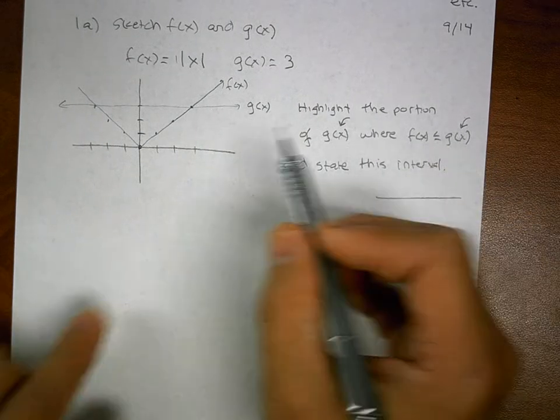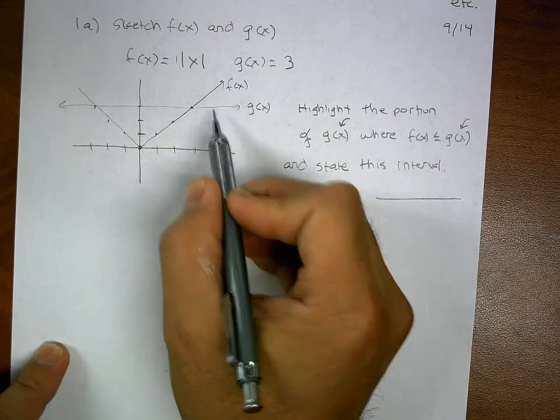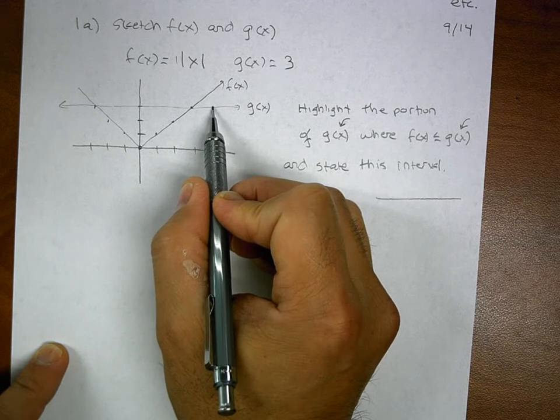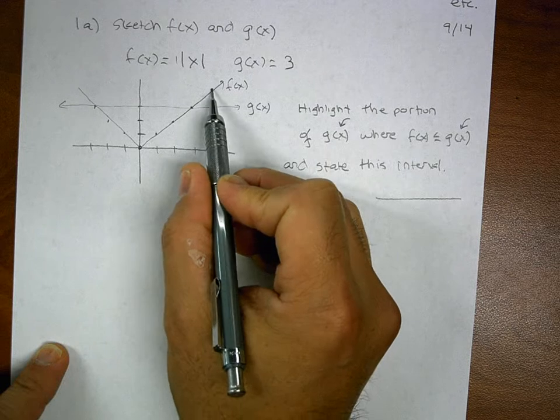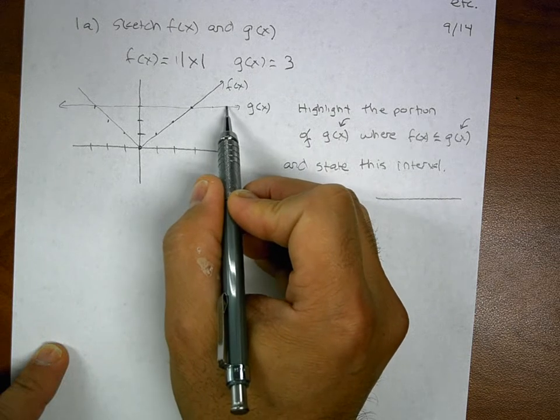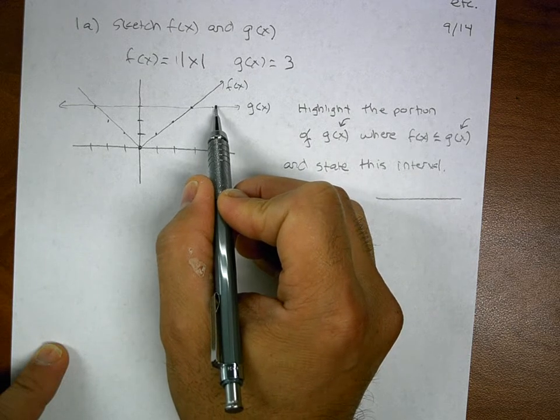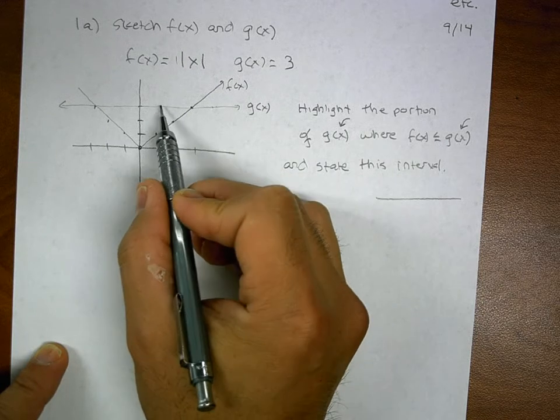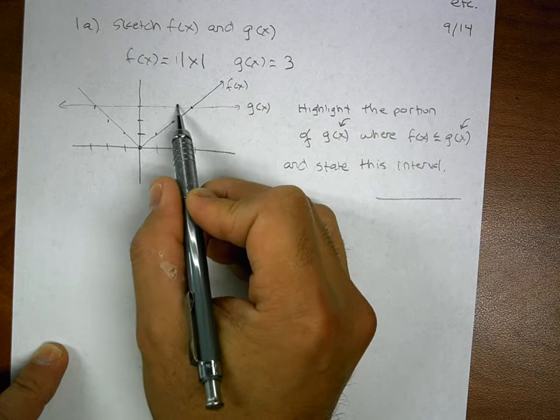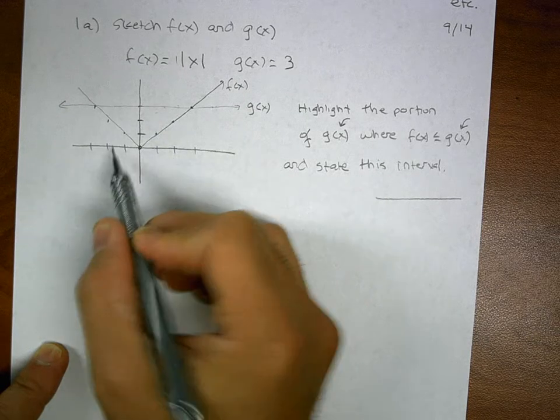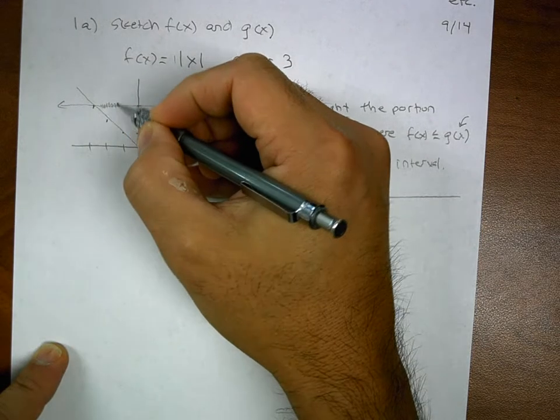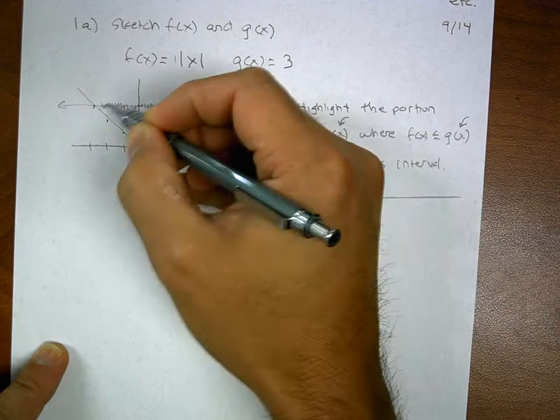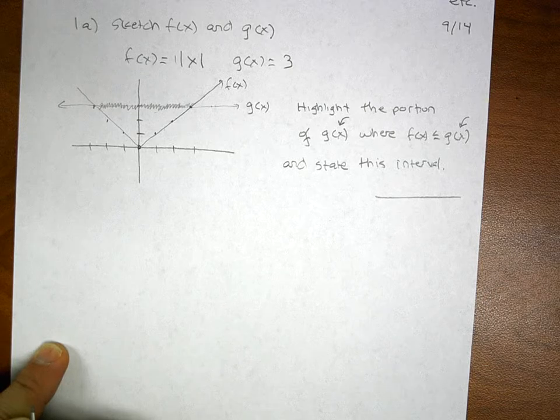So let's go back to our graph and see. For example, right here, here's g of x. Would you say g of x is below f of x? Yeah. Okay, so I'm not going to shade there. So where is g of x above or higher than f of x? Right here, g of x is bigger than it. So everywhere in there. So let's go ahead and shade like that. So it says highlight the portion of g of x where g of x is greater than f of x. So I'd say right there.